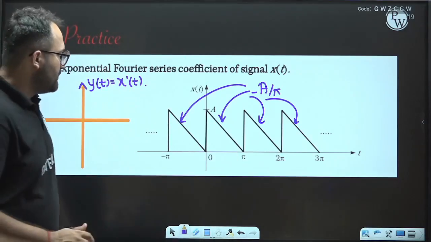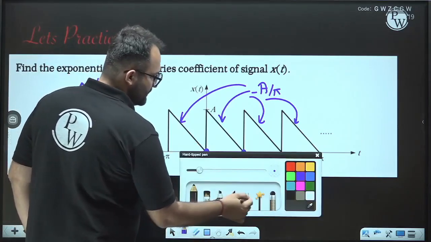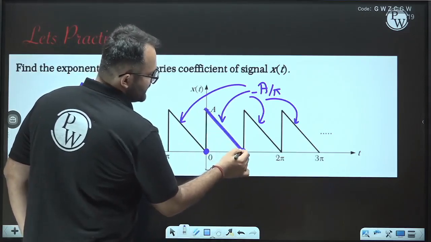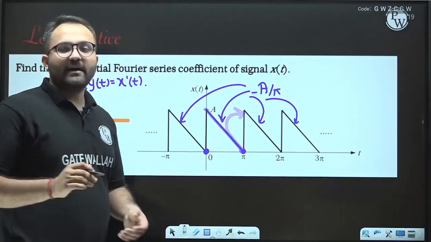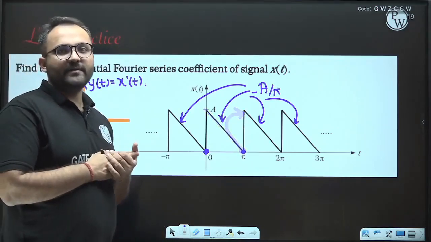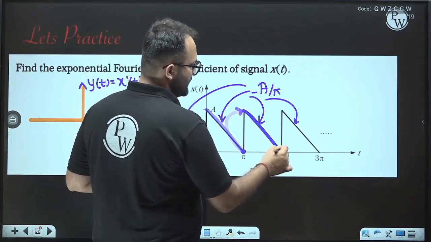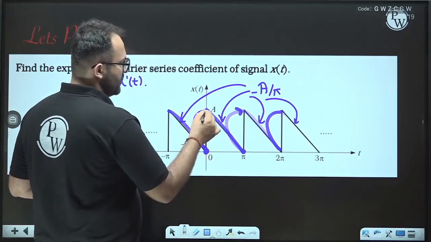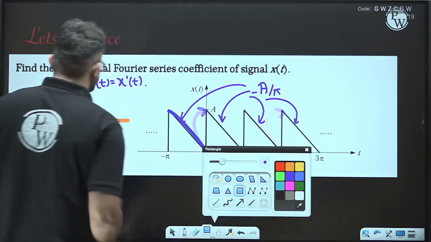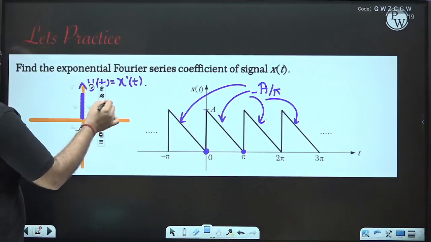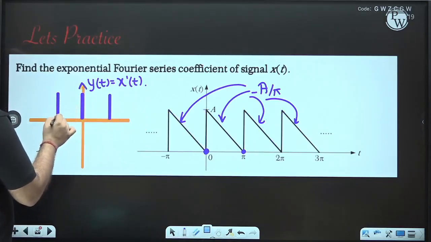Great. But at these locations, we are going down, but at this location we are jumping up. So there is a discontinuity and we are jumping upwards. By how much? We are jumping upwards by capital A height. So we can see that in the differentiation, we will have deltas at 0, pi, 2 pi, minus 2 pi.